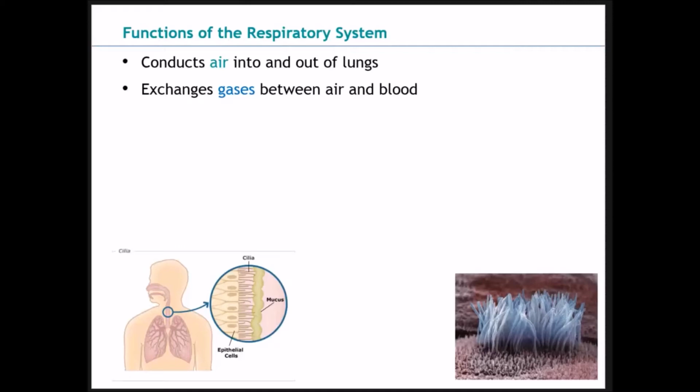Okay, primary functions of the respiratory system. The 2 primary ones we want to start with is the conduction of air into and out of the lungs, so conductor of air, and then the second most important is the exchange of gases. We already talked about how these gases are exchanged. We're talking about oxygen and CO2 between the air in our lungs and the blood surrounding the capillaries in our lungs. Those are the 2 primary functions, and we'll explain each of those in detail as we move through these slides.